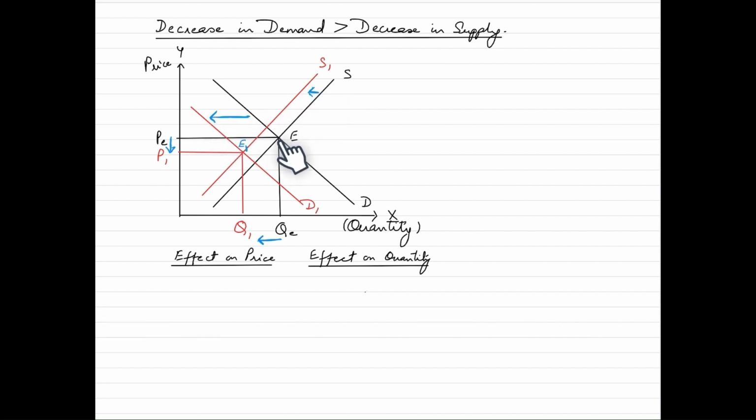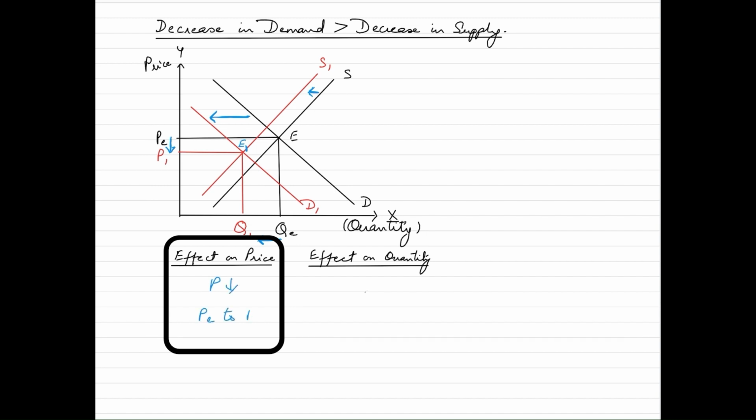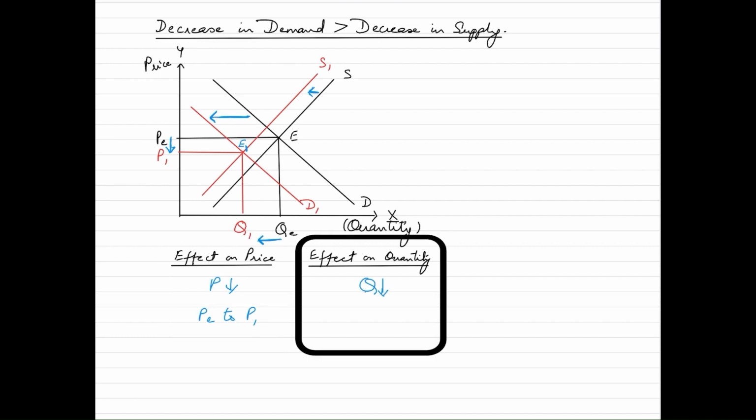The initial equilibrium is at point E with price at PE and quantity at QE. Taking a look at this diagram, it is evident that the price has gone down from PE to P1. Quantity has also gone down from QE to Q1 with a reduction in both demand and supply. Let's quickly jot that down. So effect on price has gone down from PE to P1. Quantity has also gone down from QE to Q1.